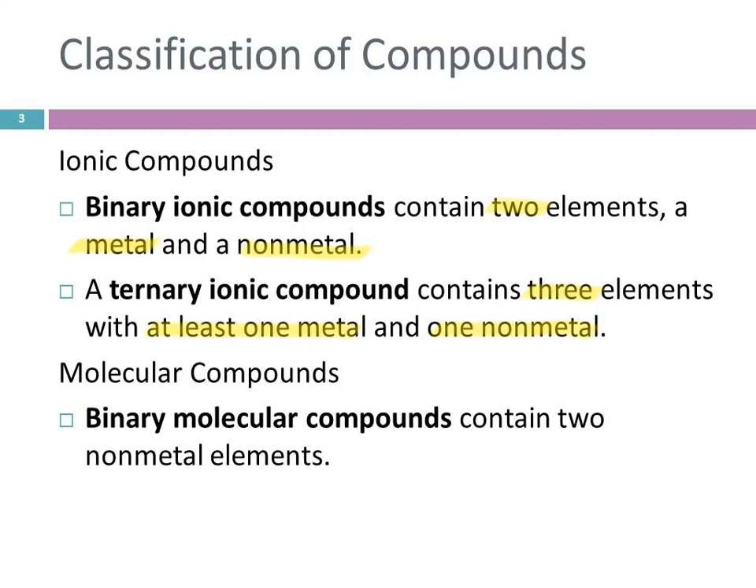Then we have molecular compounds. The molecular compounds we're going to learn to name are called binary molecular compounds. Again, that word binary, two. These guys have two elements, and they are nonmetal. Two nonmetal elements. That's how we identify binary molecular compounds.